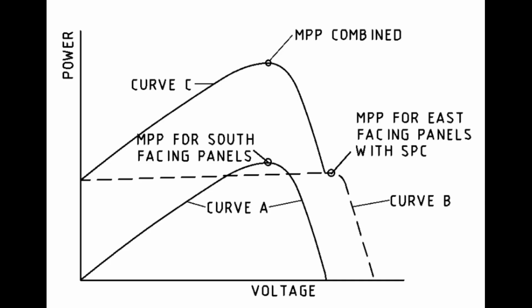These plots show how that works. A first voltage versus power curve A is for the unconditioned south-facing solar panels. The second curve B is illustrated as a dashed line. It is for the panels that are facing east or west and using a SPC. This B curve is nearly flat because power delivered is constant and independent of load voltage. That said, a voltage limiter keeps voltage from going beyond a safe limit. Curve C is curve A added to curve B because of their parallel connections. A grid tie inverter will track the MPP combined point.